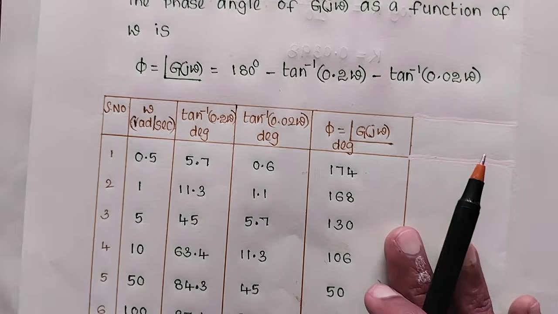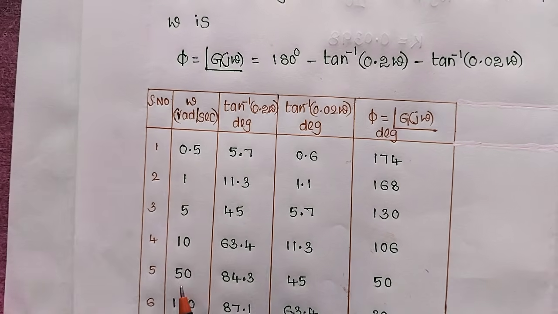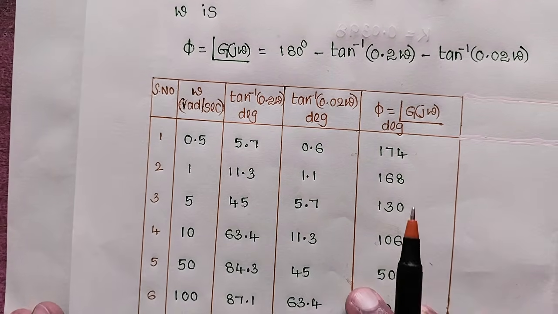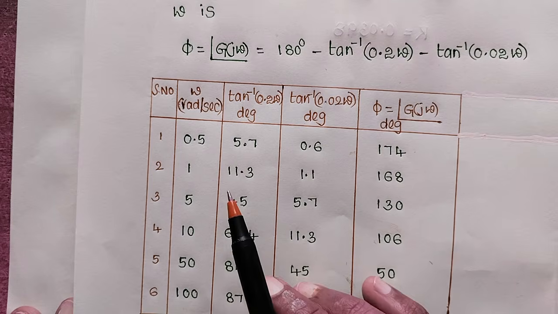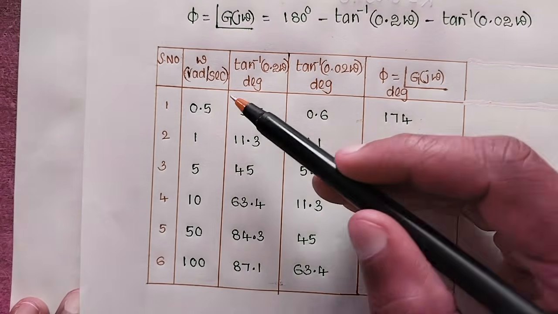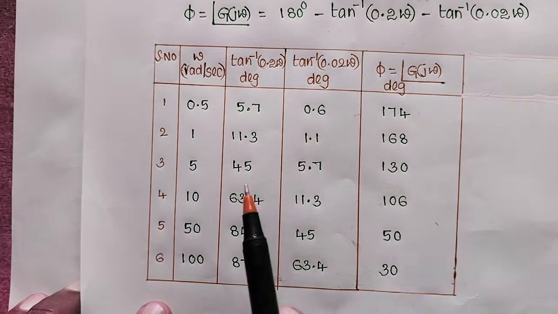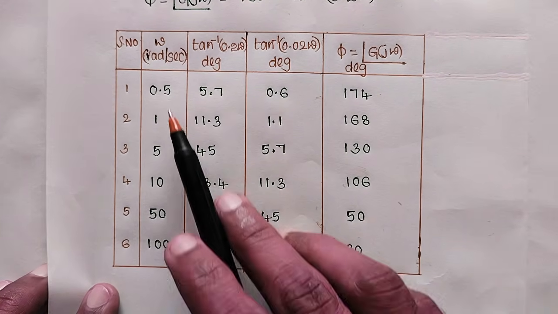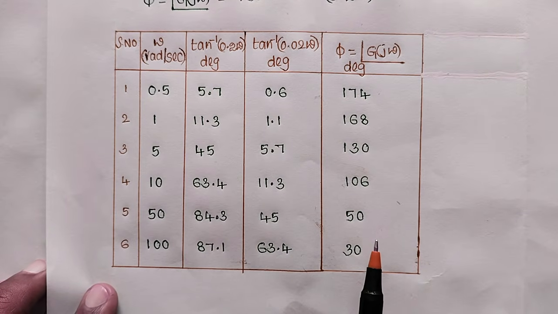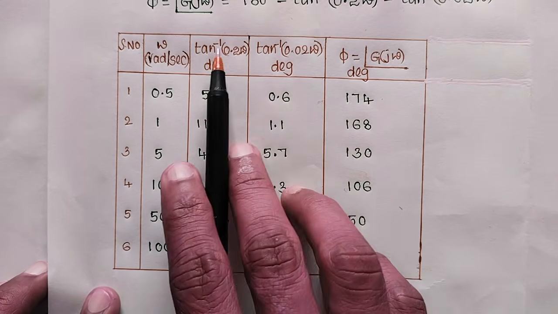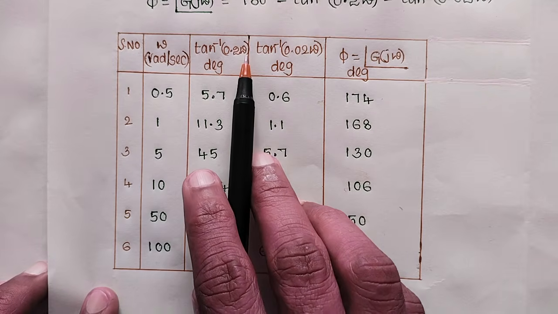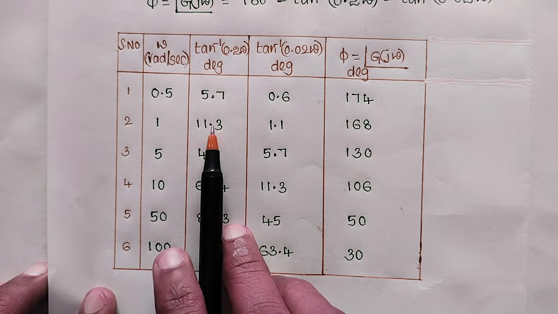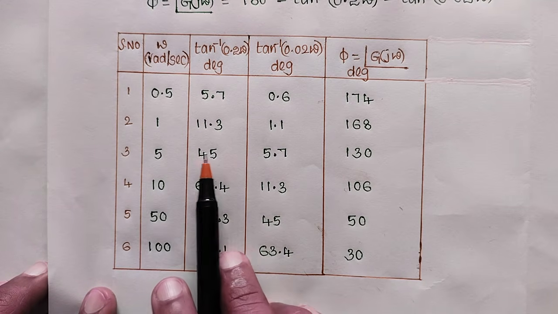Here, if you take different values for omega, serial numbers 1, 2, 3 up to 6, now we have to take different values for frequency. Generally we take the same values that we took for the magnitude plot: 0.2, 0.5, 1, 5, 10, 50, 100. These are the different values of omega in radians per second. Now substitute. First we calculate tan inverse 0.2 omega. Keep omega equal to 0.5, we get 5.7. Take omega equal to 1, we get 11.3, and if it is 5, 45.